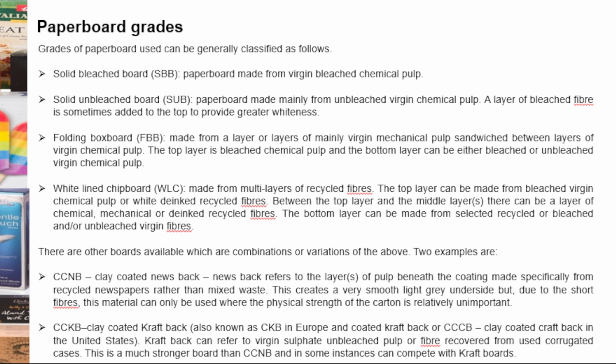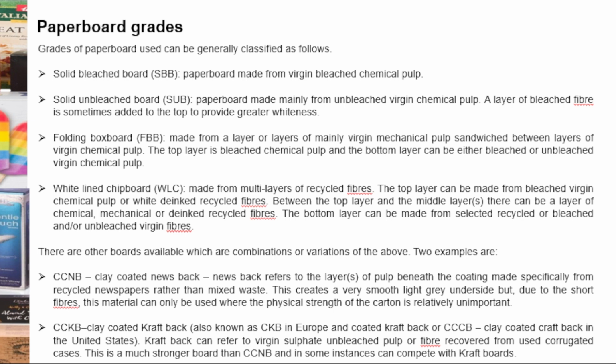FBB, folding box board: made from layers of mainly virgin mechanical pulp sandwiched between layers of virgin chemical pulp. The top layer is bleached chemical pulp and the bottom layer can be either bleached or unbleached virgin chemical pulp. White lined chipboard, WLC: made from multiple layers of recycled fibers.